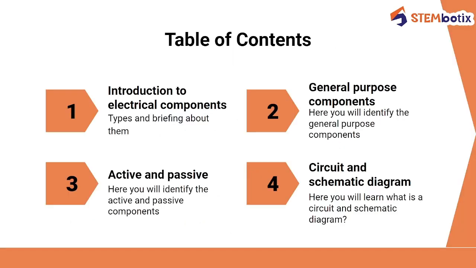This is the table of content. First, we will see the introduction to the electrical components. Second, we will see the general purpose components. Third, we will see active and passive components. And in the last and fourth part, we will see the circuit and schematic diagram. Means how a circuit is built and how a schematic diagram is made.